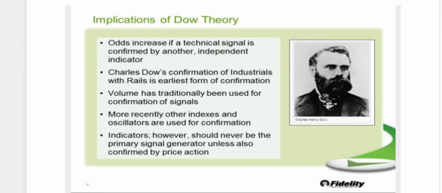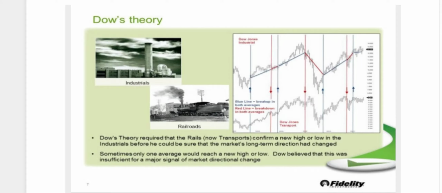In this last point here, I just want to point out is indicators should never be the primary signal generator unless also confirmed by price action. And one of the things we've been talking about, Robert just mentioned it, is the idea of price first. First thing you want to look at when we're talking about technical analysis is price. That's the number one thing. Then you can add on to that, look for your trend, and then look for your momentum, and then look at your volume. So you're always adding those things on after you've seen what you were looking for in price.